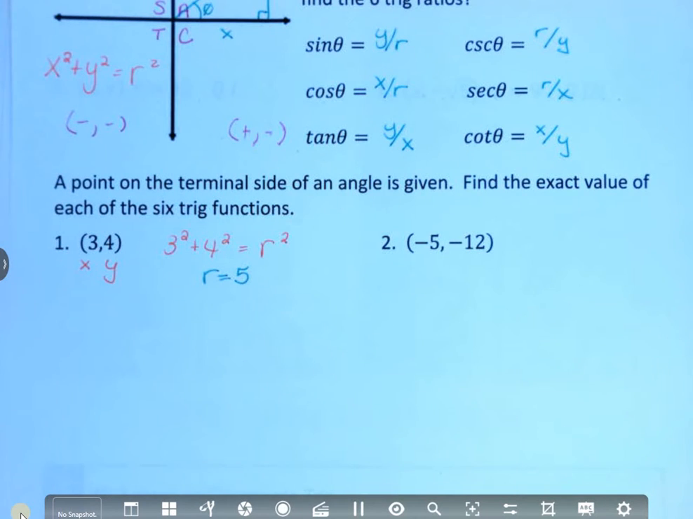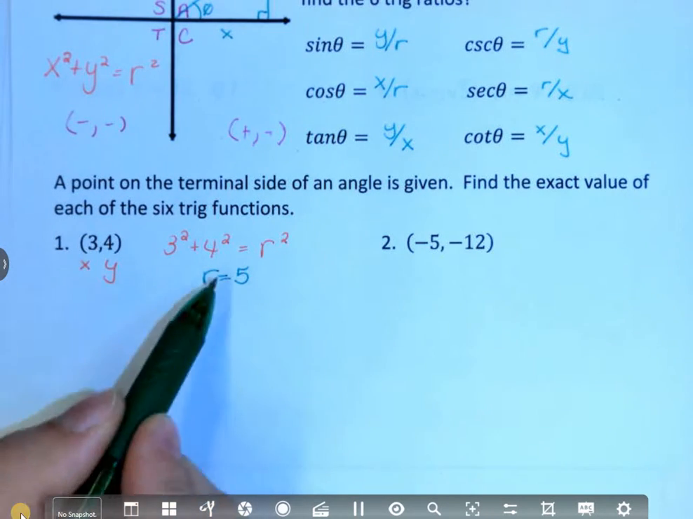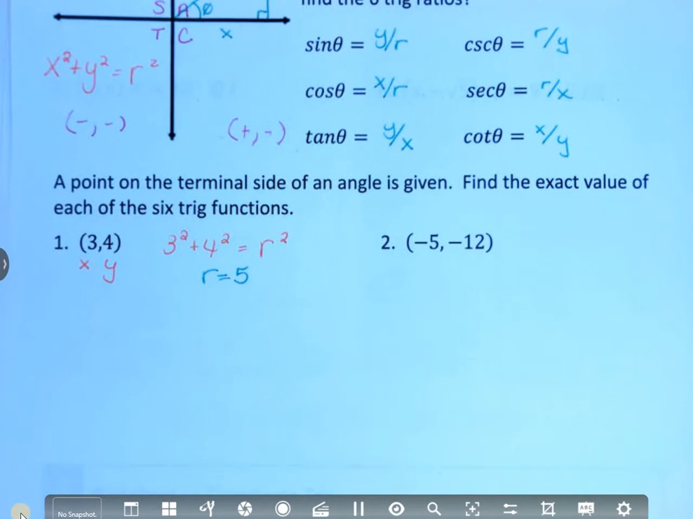You do need to know, no matter what, radius is just a measure of distance. Radius is always going to be positive. Always and forever. So these numbers will be negative or positive, but the radius is always positive. Yes?